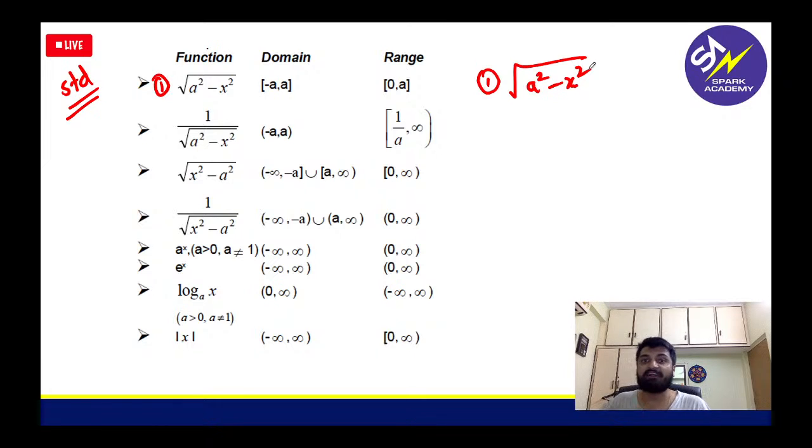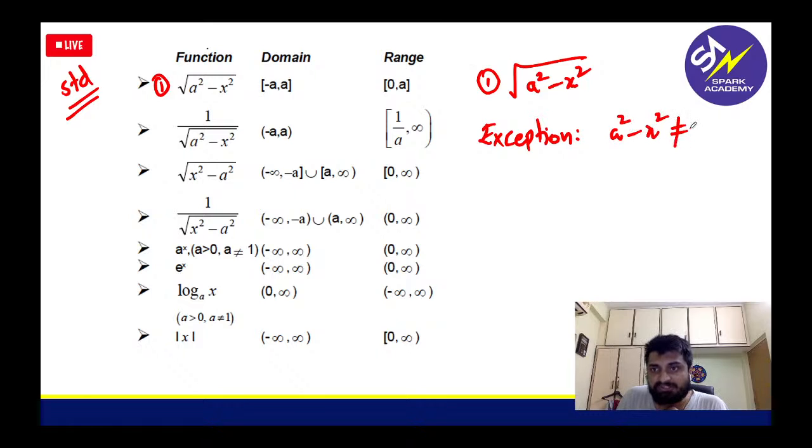How to find out the domain of this function? That is the first question which we should ask. So first tell me, guys, this is which type of function? Yeah, square root. This is a square root function. So square root function, what is the exception? This a square minus x square shouldn't be negative.